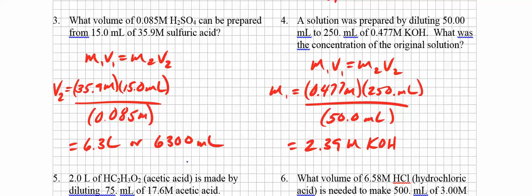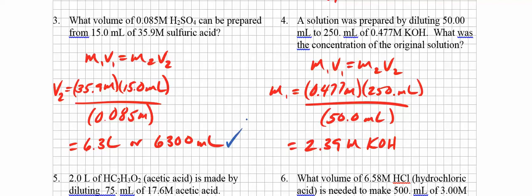But we're going to need it in milliliters, so we're going to multiply that by 1,000. We get 6,300 milliliters, right? 6,300 milliliters is our answer to number 3. Let's look at number 4.